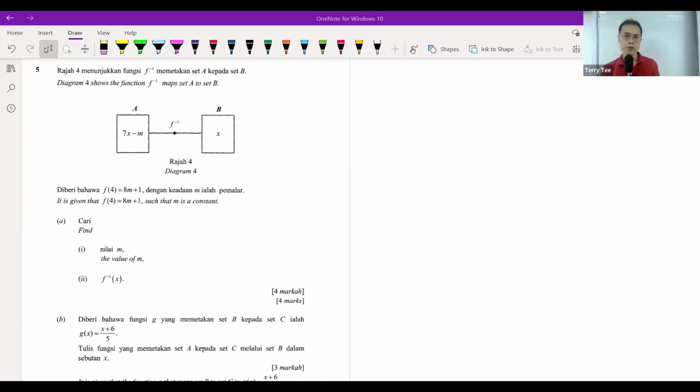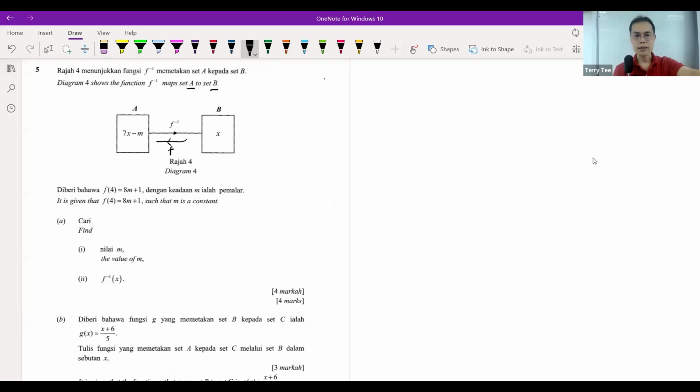Okay, let's continue with question number 5. This is from Form 4 Chapter 1, Functions. The diagram shows the function f inverse that maps a to b. So this is f inverse. When you go from a to b, that is f inverse. When you go from b to a, that is your f(x). Given that f(4) is 8m plus 1, you're supposed to find the value of m.